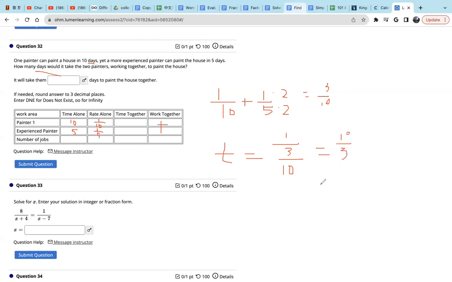10 over 3. So it's 3 days, so they need more than 3 days. Okay, so they need 4 days. So roughly, we would put a 4 here, 4 days.